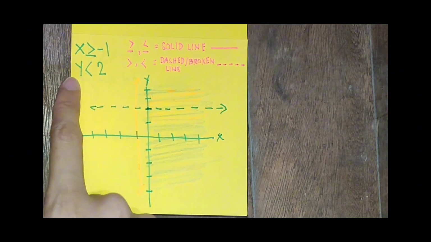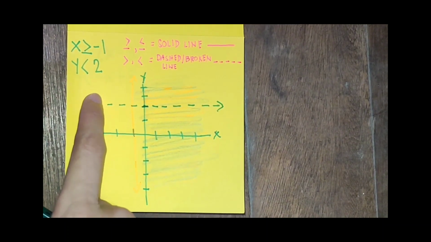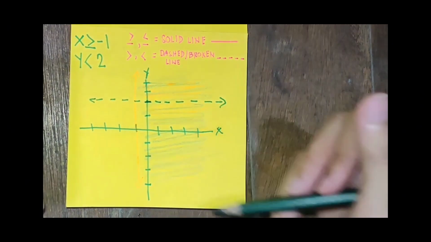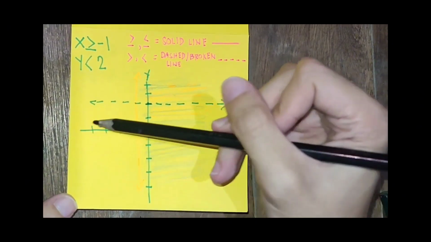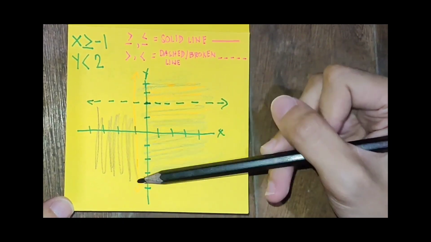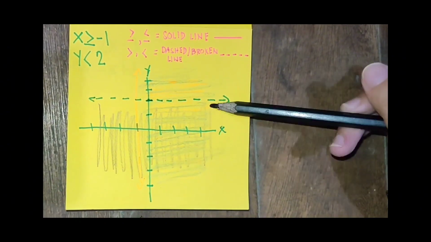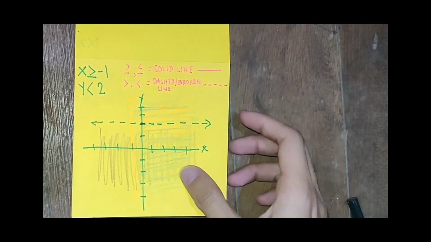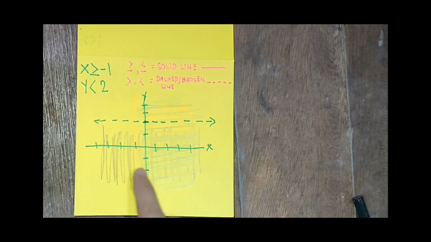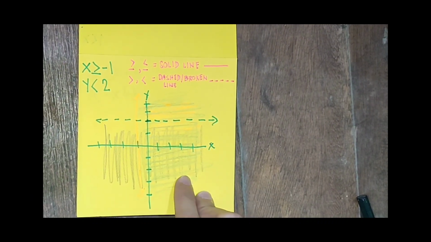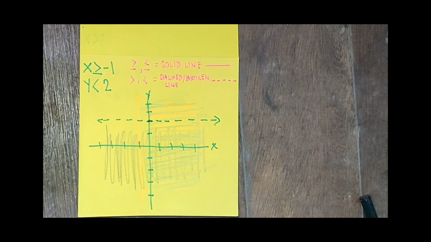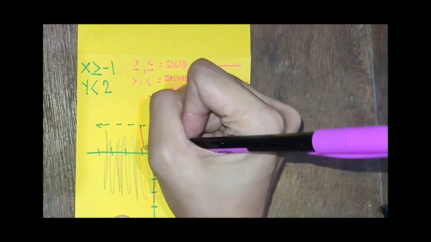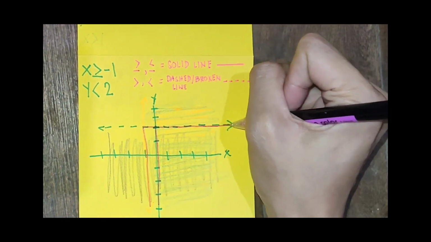Sa y naman, y is less than 2. Saan ba yung mga less than? Diba dito pababa? Kaya pababa. Ito yung mga area nila. Itong mga shade, ito yung mga area nila. Itong nagtugma sila, ito yung solution. So, ito na yung solution. Lahat na nandito, mula dito hanggang dito.